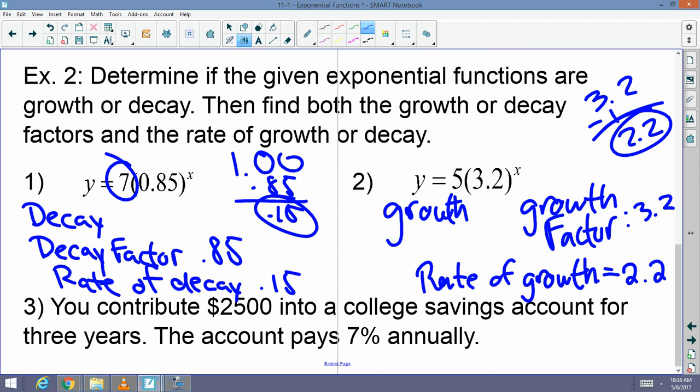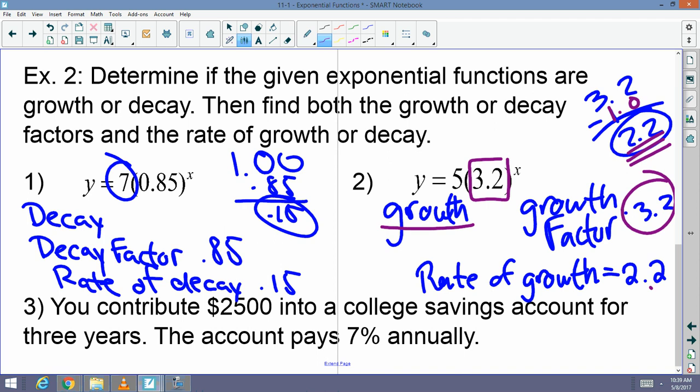For the y equals 5 problem, what I did was, first of all, I noticed that it's above 1. So that told me it's a growth. And then what is the growth factor? Well, it's growing at 3.2 of the original. And how did I get my rate of growth? Well, I said 3.2 minus 100%, which is 1.0. So I added 2.2 to my 100%, and that is my rate of growth. It's growing by a rate of 2.2%. Make sense? Yes, so maybe kind of, sort of?